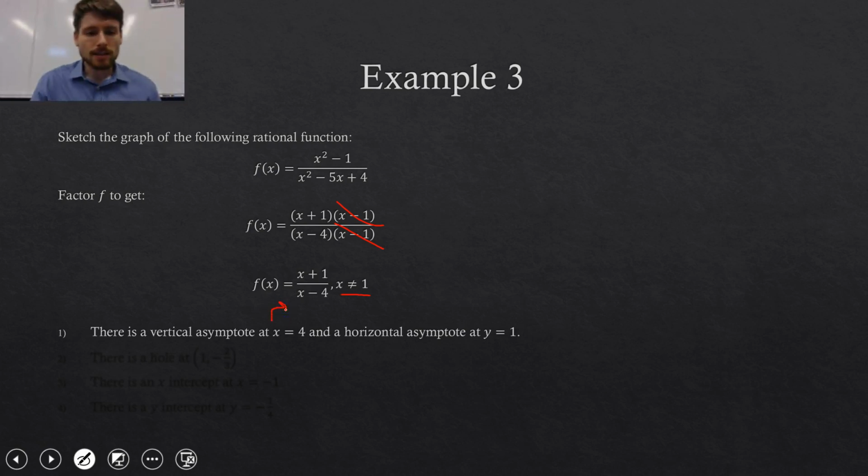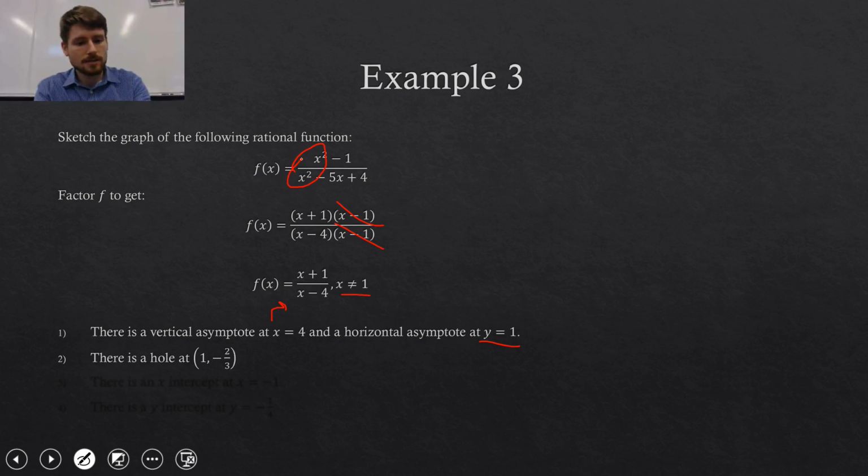We have a horizontal asymptote when y is equal to 1. And that's because our ratio of leading terms is just 1, right? x squared over x squared is 1. Our hole is at 1, negative 2/3.